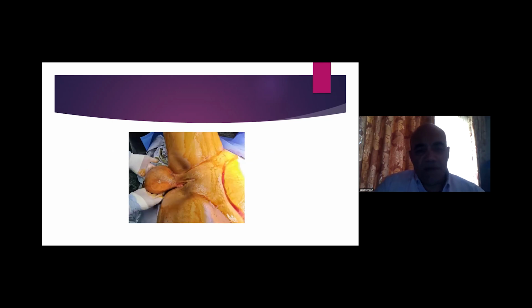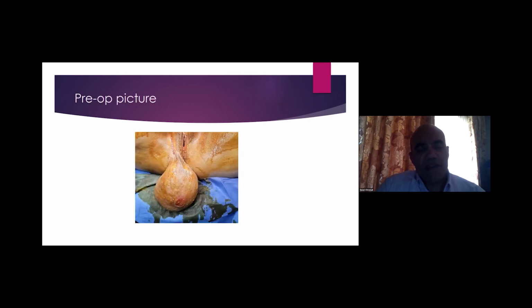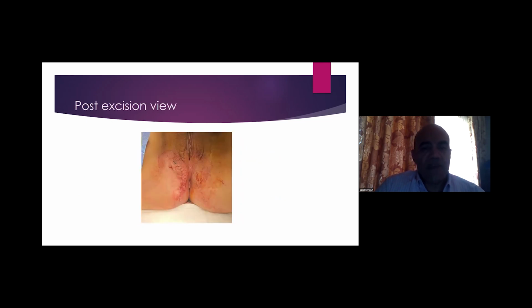This is a pre-operative view, and this is the view with the small ulcer on the most dependent area where she was sitting on it. And this is the final view after excision. She was followed up and she has excellent cosmetic results. The mass was sent for histopathology, which confirmed the diagnosis of a benign lipomatous tumor with features compatible with spindle cell lipoma present at the surgical resection margin.